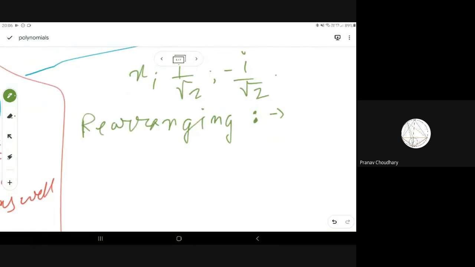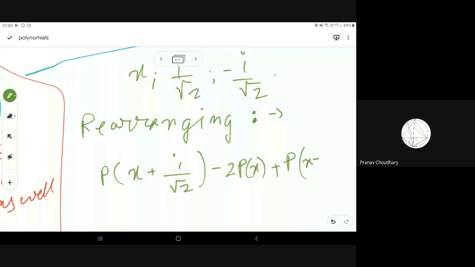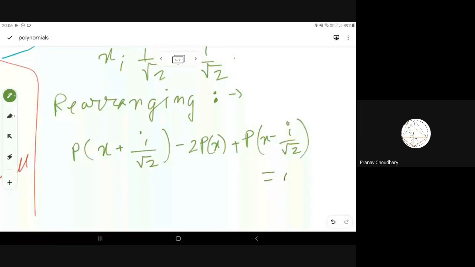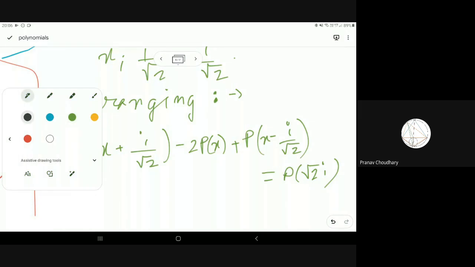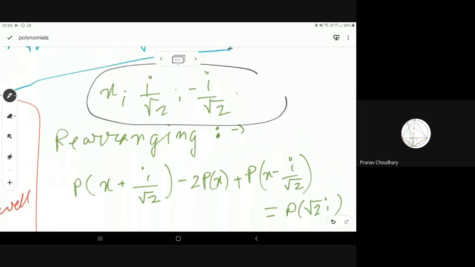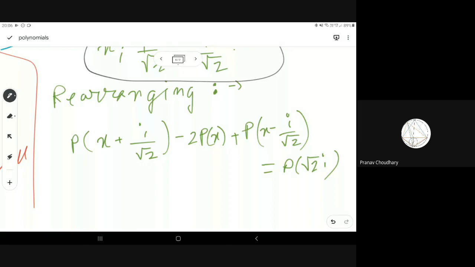Rearranging, you get something like p of x plus i root 2 minus 2p of x plus p of x minus i root 2 equals p of root 2i. So if you put these values and rearrange it, this gives you this after rearranging, which I obviously haven't done. So what does the LHS look like now? Can anyone tell me what the LHS looks like now?